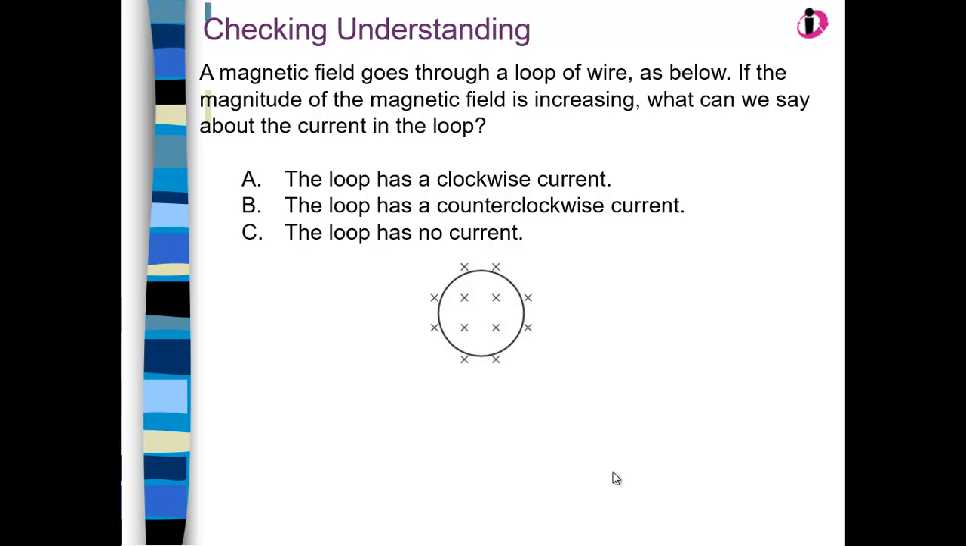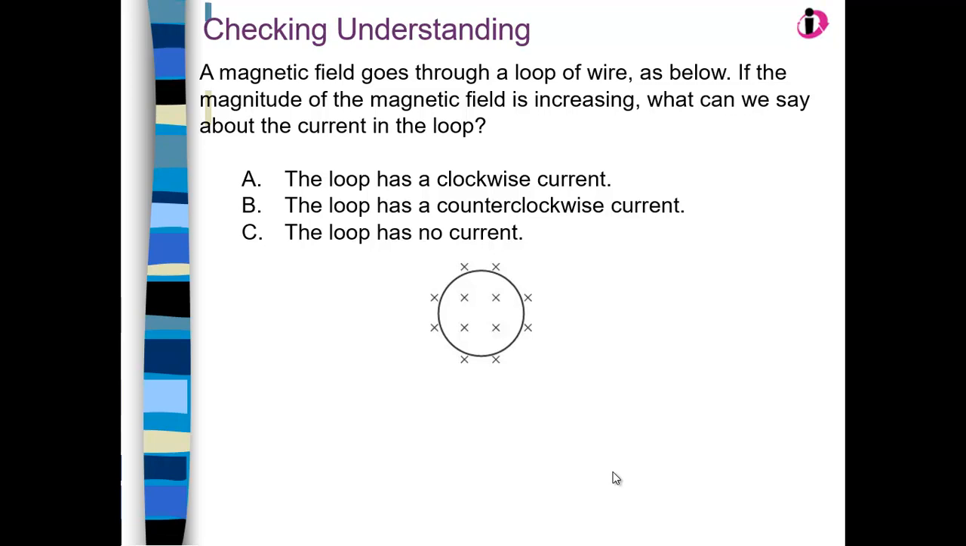So next we have a magnetic field going through a loop of wire. The magnetic field is going into the page. And if we say that the magnitude of the magnetic field is increasing, then what can we say about the current in the loop? Well, first of all, we know that if the magnetic field into the page is increasing, then our opposing magnetic field is actually going to be moving in the opposite direction. So our opposing magnetic field is moving out towards us.